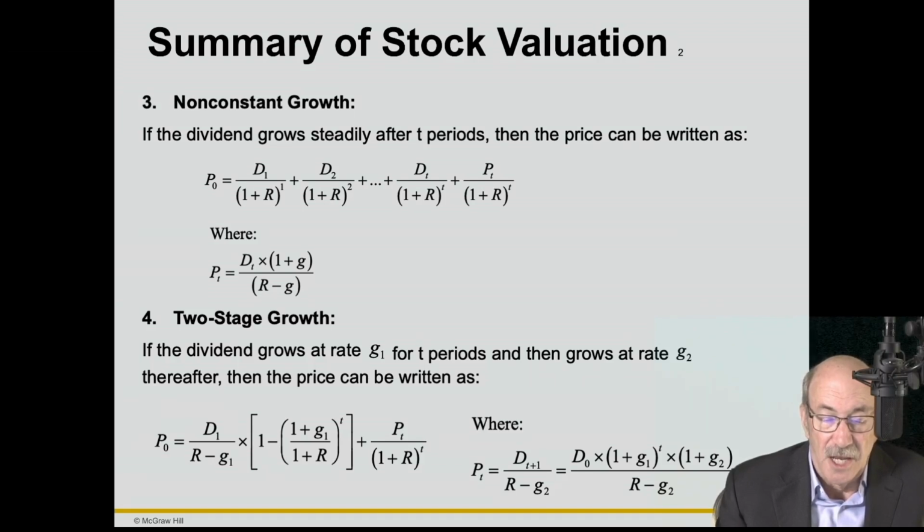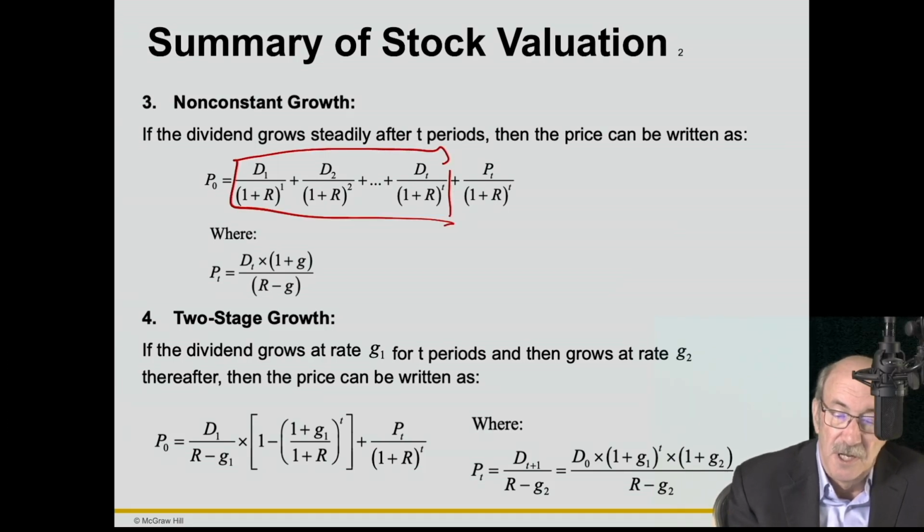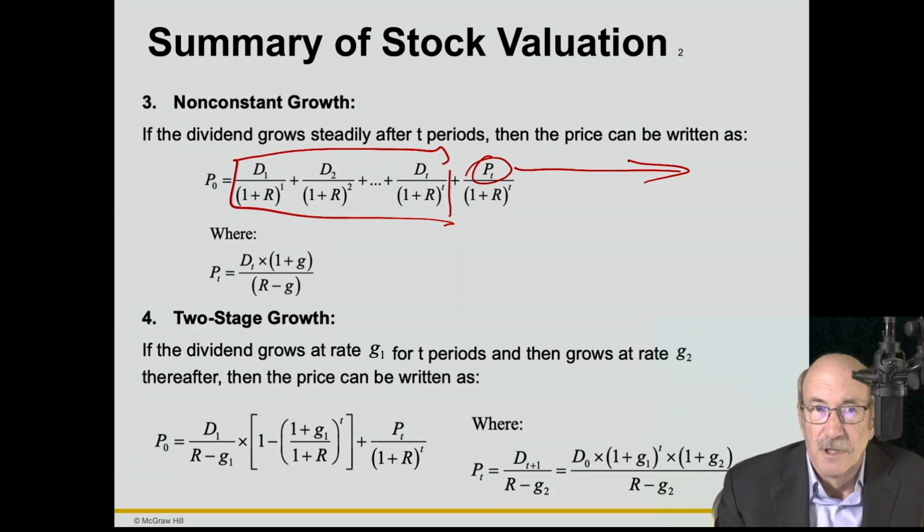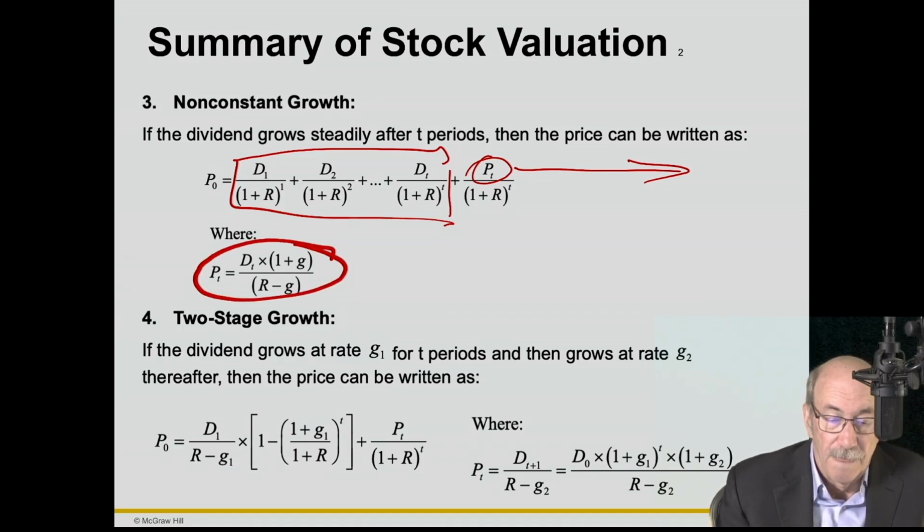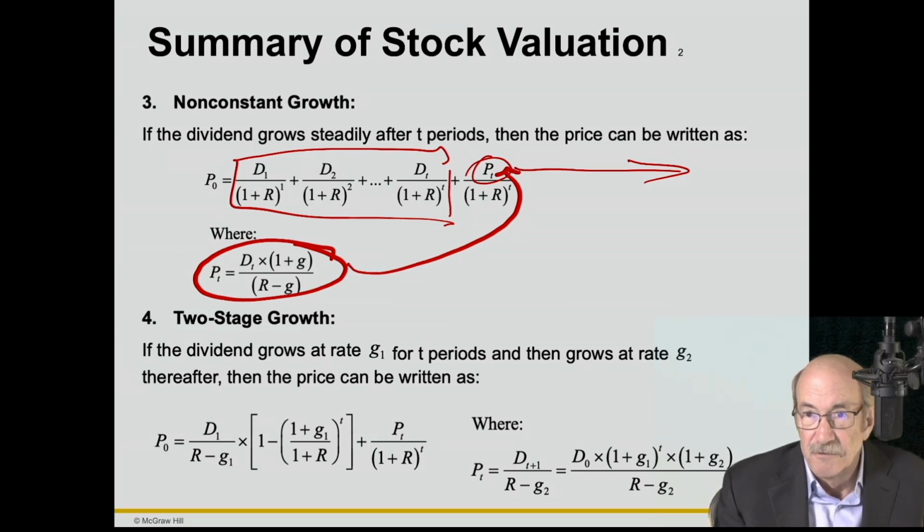In the non-constant case, we can have a series of cash flows that are non-constant, and then the cash flows out beyond time t are constant, and we can value those using just our regular growing perpetuity or just an annuity formula depending upon what the growth rate is, whether it's positive or just zero, respectively. And that formula takes this form to calculate that P sub t. If g is 0, then it just reverts to the value of an annuity.